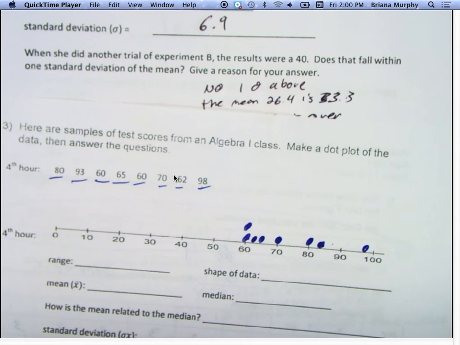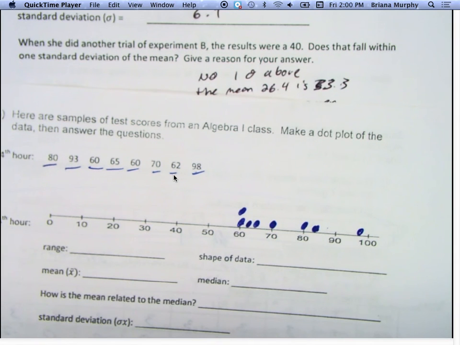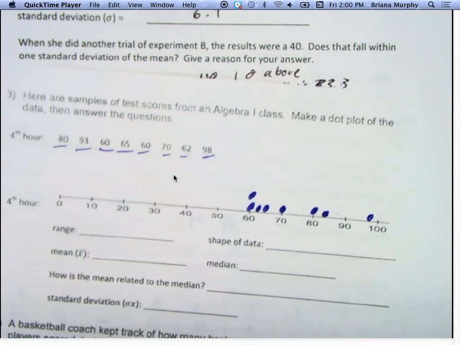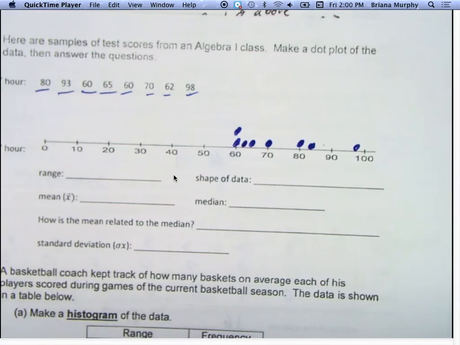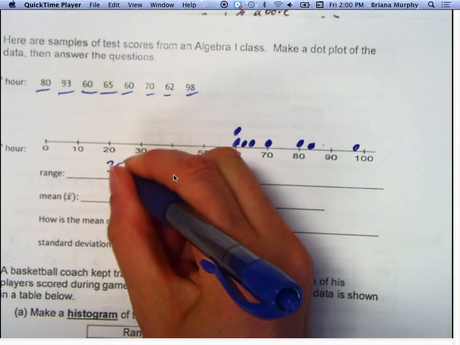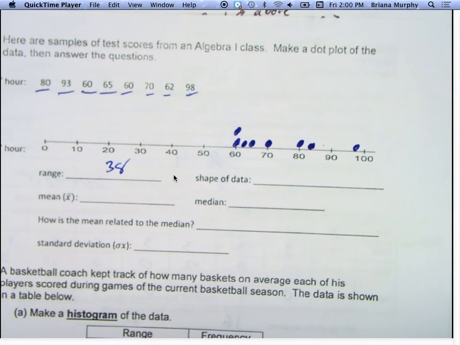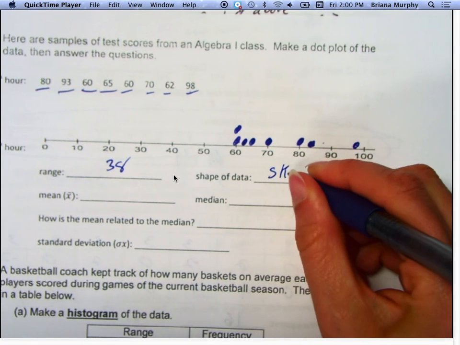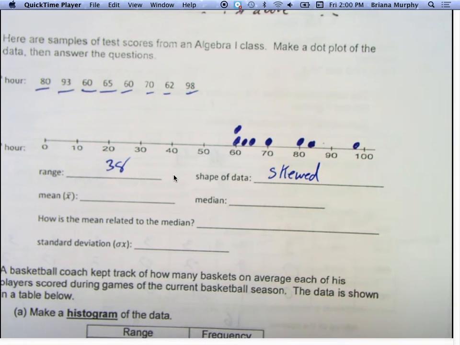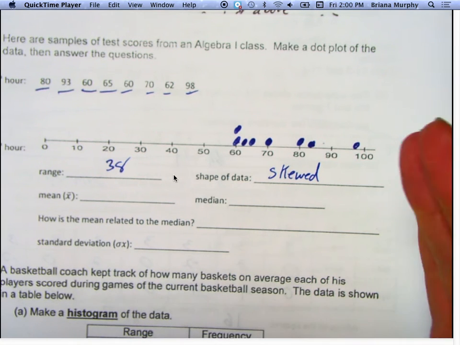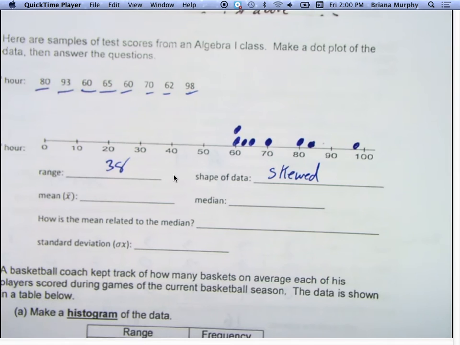Okay. What is the range? The biggest minus the smallest. What do you guys get? 38. Shape of the graph. Is it symmetric, skewed to the right, skewed to the left? Skewed to the what? It's towards the right, so we say the left.